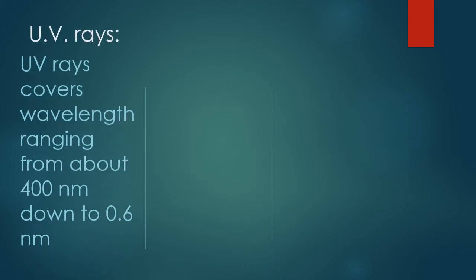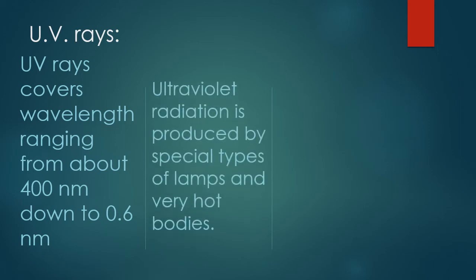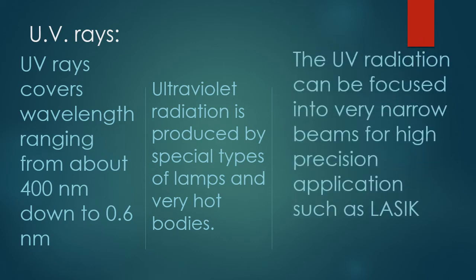Our next and the final topic is UV rays. The UV rays cover wavelengths ranging from about 400 nanometer down to 0.6 nanometer. Ultraviolet radiation is produced by special types of lamps, which are also known as UV lamps, and very hot bodies. UV radiation can be focused into a very narrow beam for high precision applications such as LASIK.